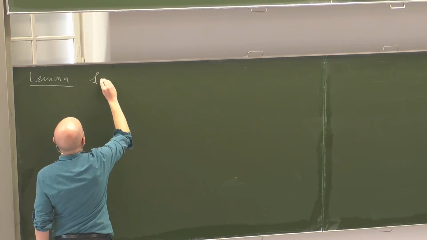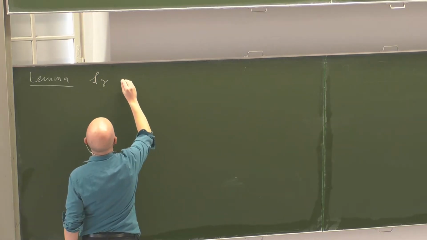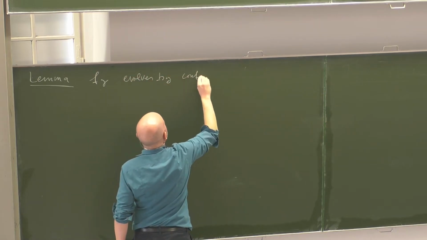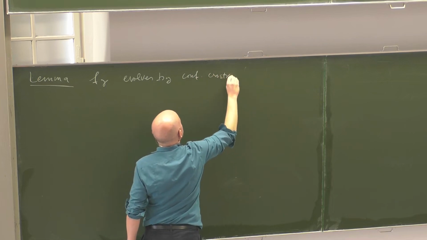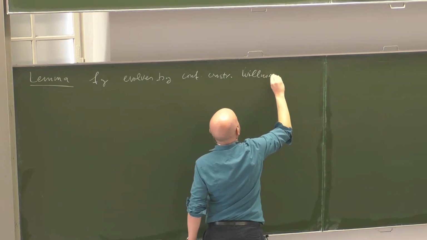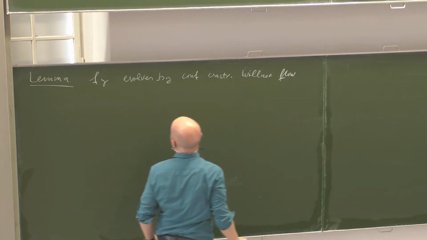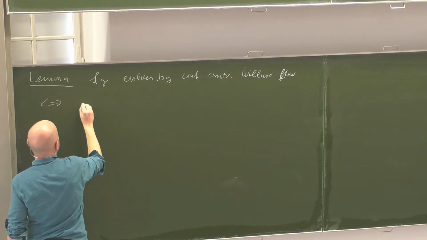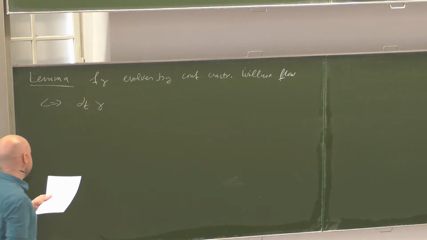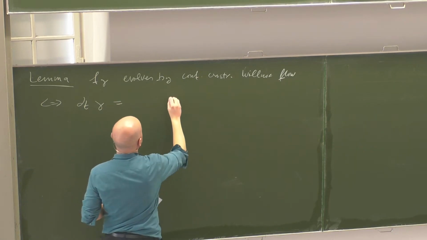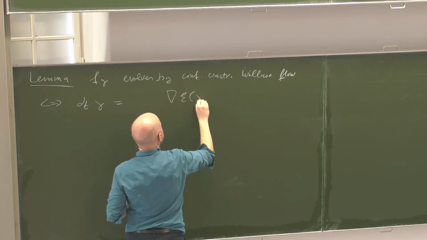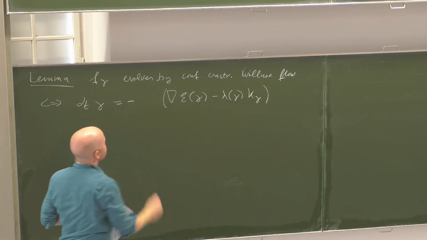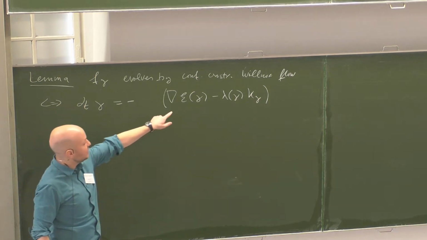Here's the lemma. A family of surfaces of revolution, F gamma, evolves by conformally constrained Willmore flow. So this is the equation on the left, if and only if the family of curves satisfy the following evolution law. So this is what we would maybe expect from the static minimization.